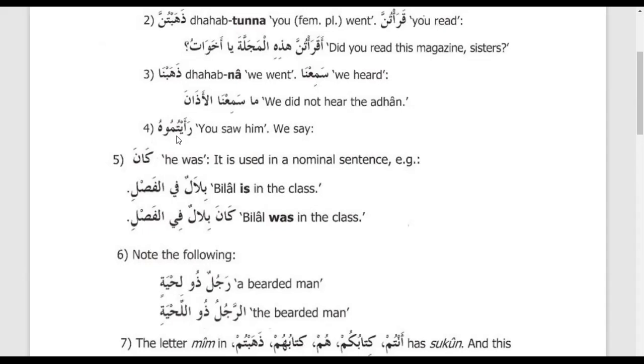We know that waw and dhamma come together. So a waw will be added and it will become ra'aytumuhu. You saw him. So we say like this, ra'aytumuhu. When we need to connect tum, meem, with a word, we need to add dhamma. And when we connect it with a pronoun, then we have to add waw as well. So the plural will be ra'aytumuhu.